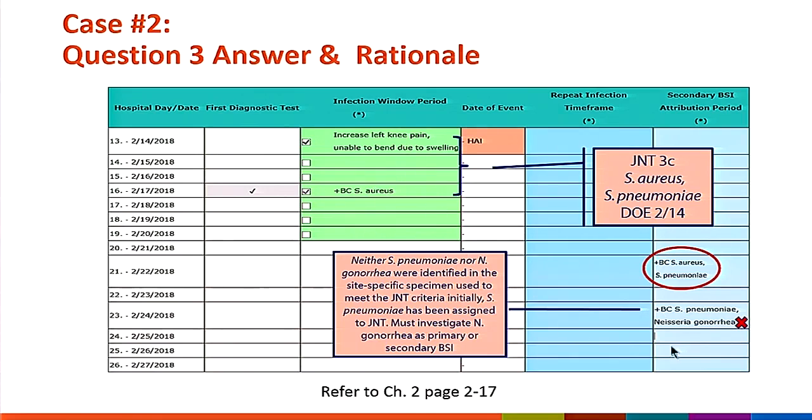So we would have to investigate this blood culture to determine whether or not there was another potential primary site of infection. If we cannot find that criterion, then that infection would have to be considered a primary BSI.